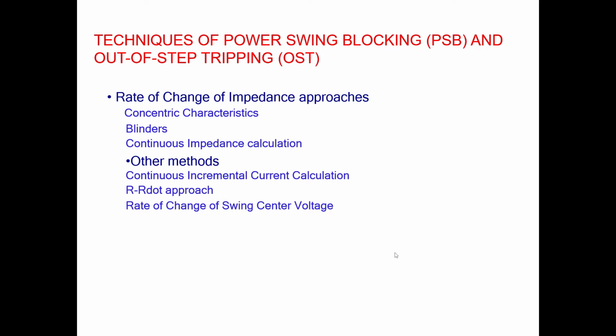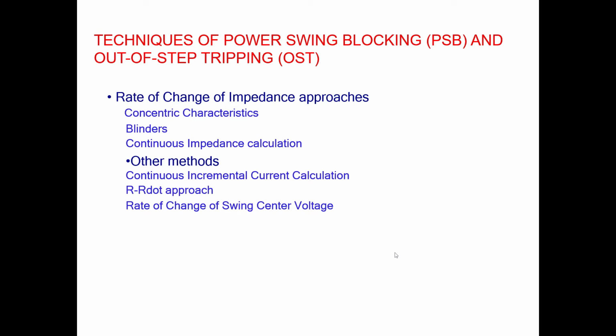So we will study some of the most important concepts which are presently employed by many numerical IEDs. These methods are, firstly, the rate of change of impedance approach. Inside this approach, there are three different methods: the concentric characteristic approach, blinders, and continuous impedance calculation. The second group is other methods, in which three different methods are presently in use: continuous incremental current calculation, R dot approach, and rate of change of swing center voltage.